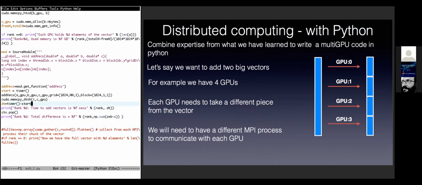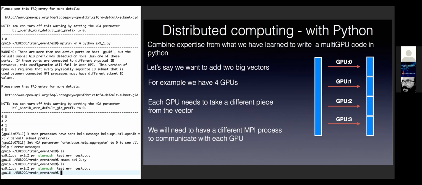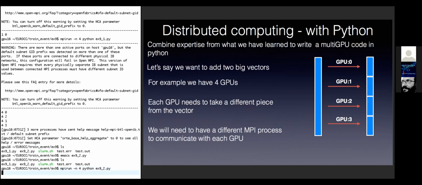Okay, now let's try to run it. In order to be able to run with 4 processes, as I said, do the salloc, ask for 4 tasks. These tasks option are the MPI tasks, and 4 GPUs. Okay, and let's try to run it. mpirun -4 we said, and python, this is a Python script, and let's execute it.